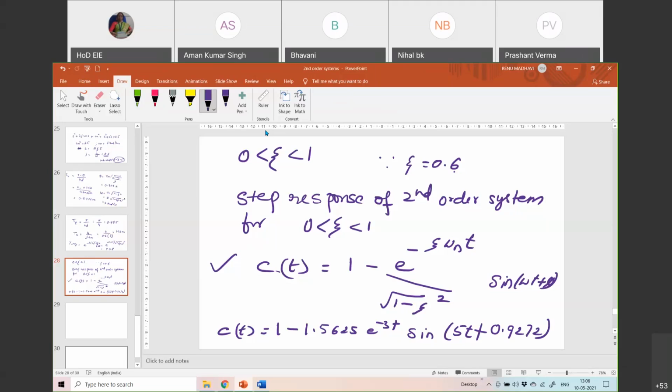So this is how, given a second order system, we should be able to find the time domain specifications, whatever has been asked. In case it is asked to find the step response for the same system, you have to look at the value of zeta obtained for the given system. If it is underdamped, critically damped, or overdamped, based on that you should be able to recall the equation and substitute those values. Okay.